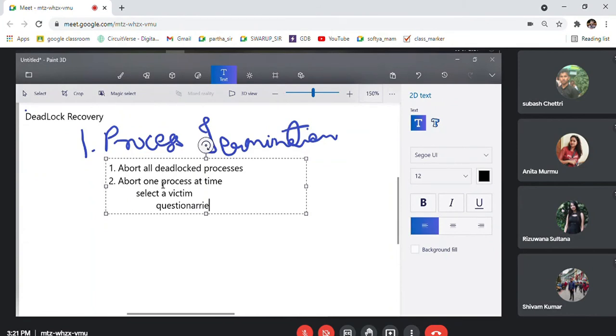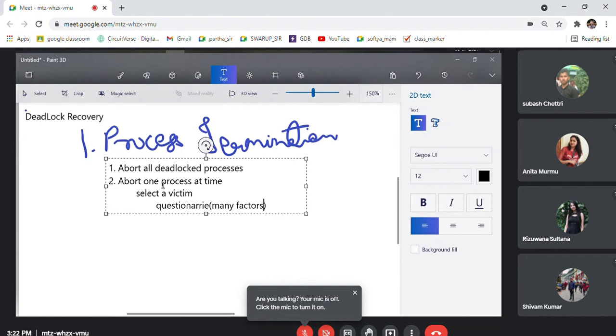For example, if you have a process that has been running for 1 hour and needs only 5 minutes to complete its task, and there is another process that has just started execution 5 minutes back and needs 1 hour more, obviously you can prioritize closing the second one, because one needs 5 minutes to complete, the other needs 1 hour. So there are many factors that you can use to select a victim.